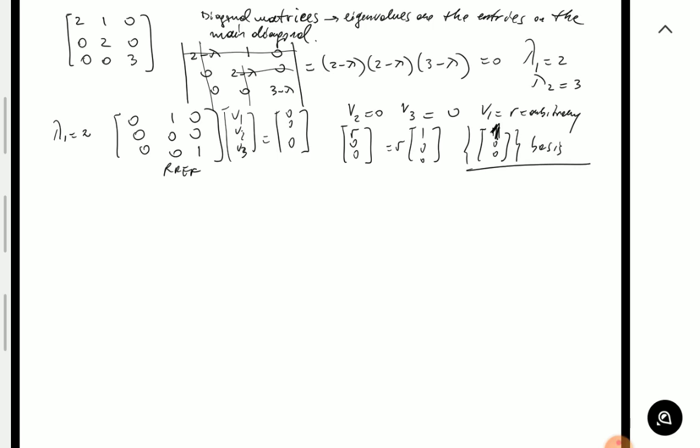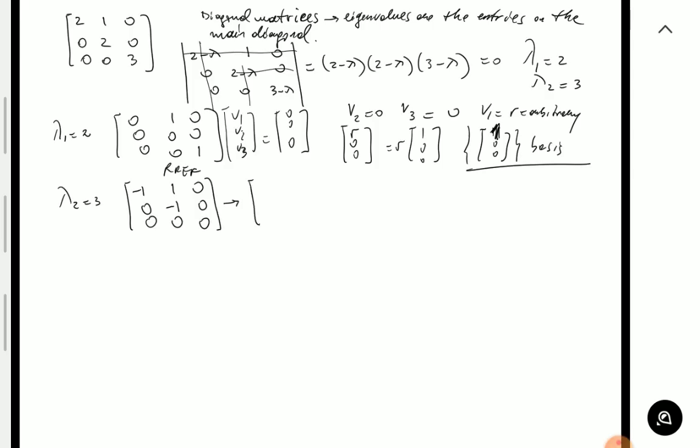And I think for this matrix, the same happens with the second eigenvalue. So we're going to do another one in which you have other dimensions, because I already promised you that. But let's actually finish this one. Lambda 2 equals 3. Subtract 3 from the diagonal. 2 minus 3 is negative 1, 1, 0. 0, 2 minus 3, which is negative 1, 0. 0, 0, 3 minus 3 is 0.